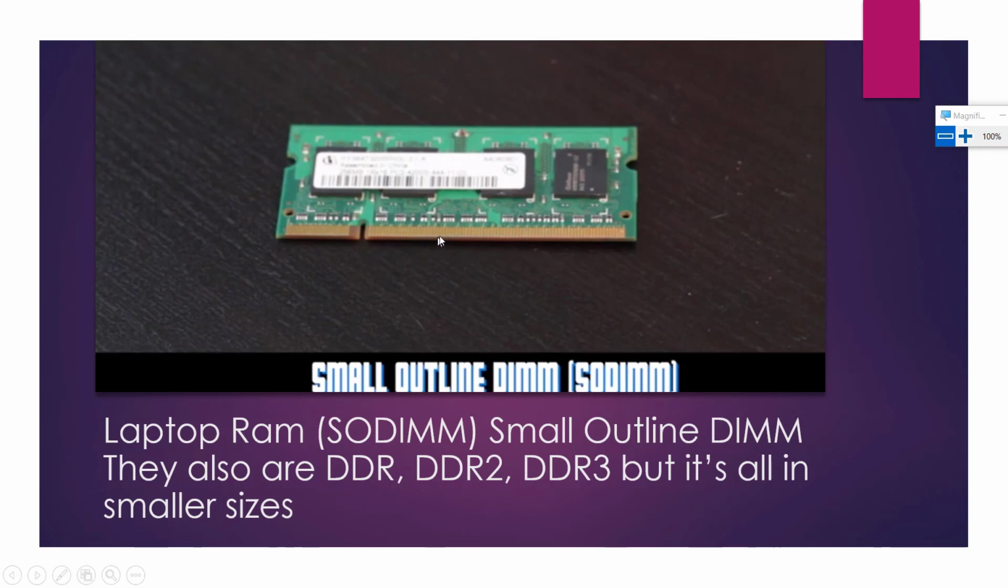This is how SODIMM looks. Now you can see that the chips are only 4, but chips may be bigger, thicker. It's just that the performance is exactly the same. So if this desktop supports 32 GB RAM and this laptop supports 32 GB RAM, the performance should be the same. It's just that laptop memory is smaller in size. Laptop RAM, SODIMM, small outline DIMM. They also are DDR, DDR2, DDR3, but all in smaller size. That's the only difference. They perform exactly the same.